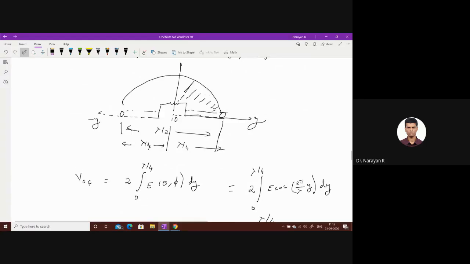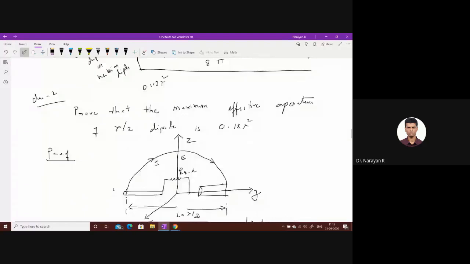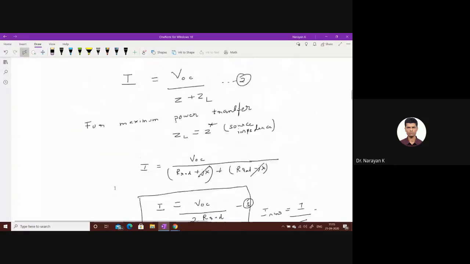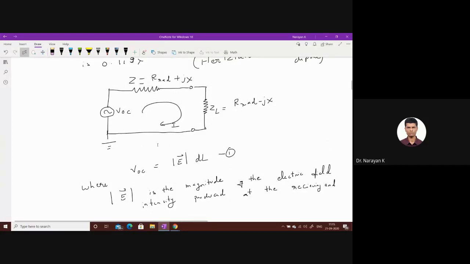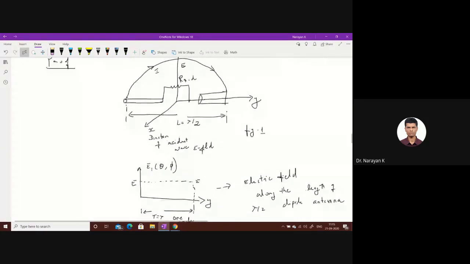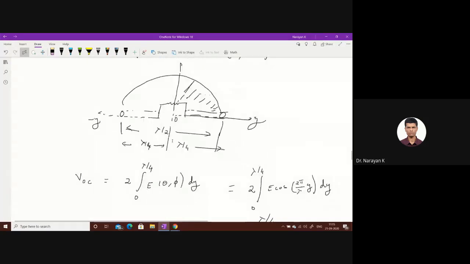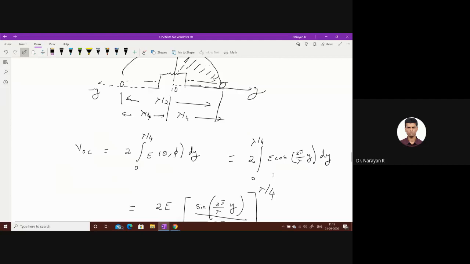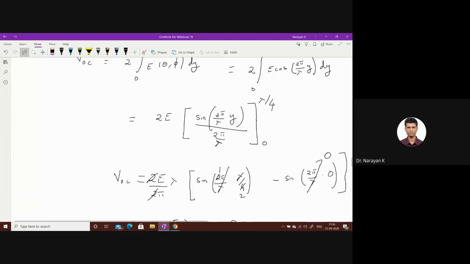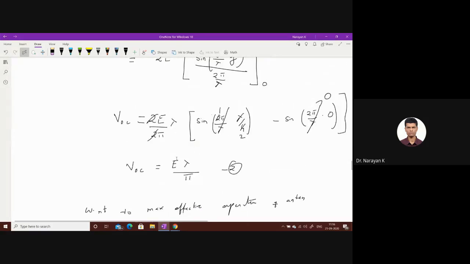Your open circuit voltage I am finding by doing integration, rather than the circuit formula we used for the previous case, where we found VOC using the maximum power transfer theorem. In the case of the lambda by 2 dipole, I am integrating from 0 to lambda by 4, 2 times E of theta comma phi dy, where E of theta comma phi is E cos of 2 pi by lambda into y. Once I do the integration, you get sine of pi by 2, which is 1, so the VOC value is E lambda by pi.